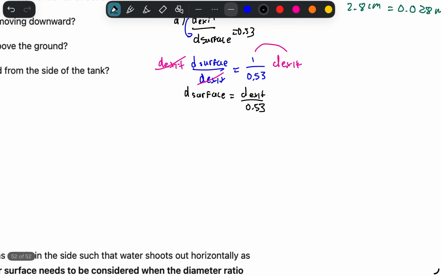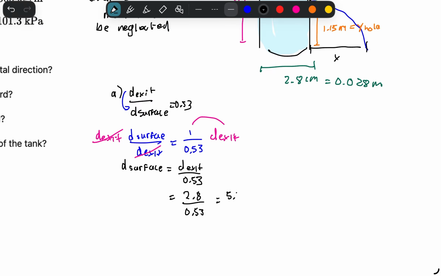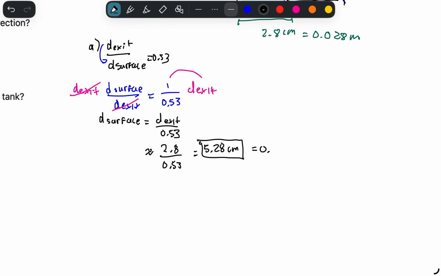So then we know that d at the exit down there is 2.8 centimeters, right? So then you can divide that by 0.53, and then you would just get 5.28 approximately as the diameter that is at your surface in centimeters. You can convert it into meters as well. That would be 0.058 meters.